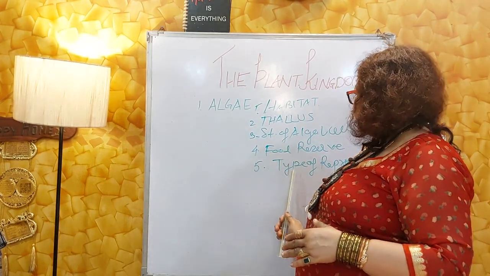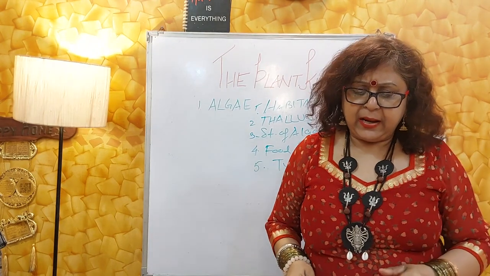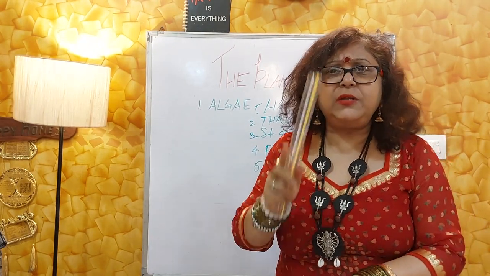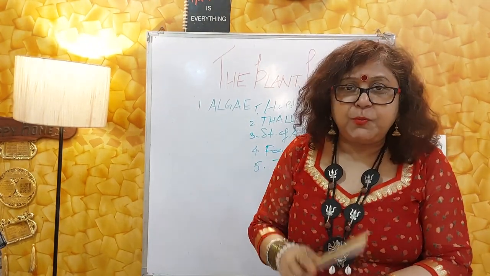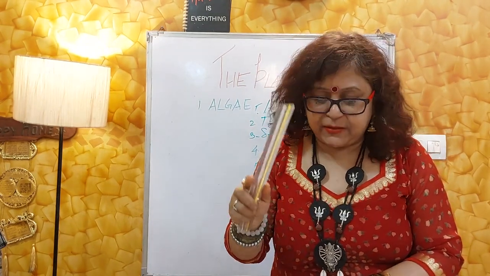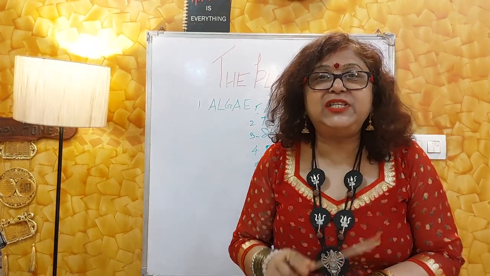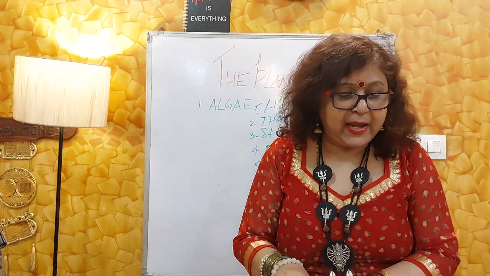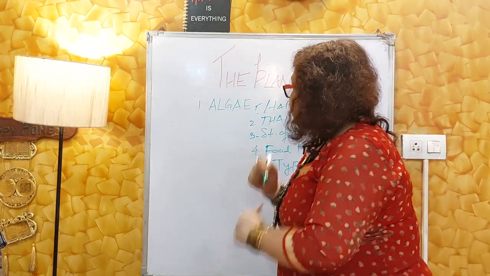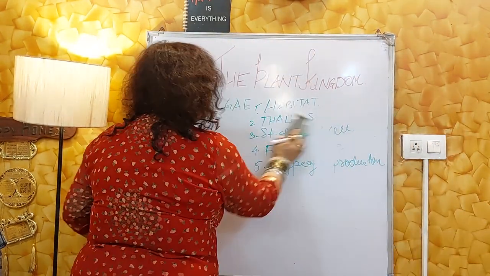Then comes the mode of reproduction. What is the mode of reproduction in algae? It is both asexual as well as sexual. Under asexual, it is through spores, such as zoospores, aplanospores, and autospores, three different kinds of spores. The most common are the zoospores, which are flagellated and motile. I am telling you about the word zoospores.